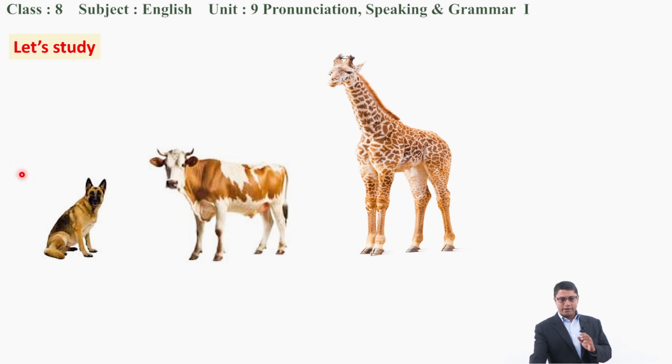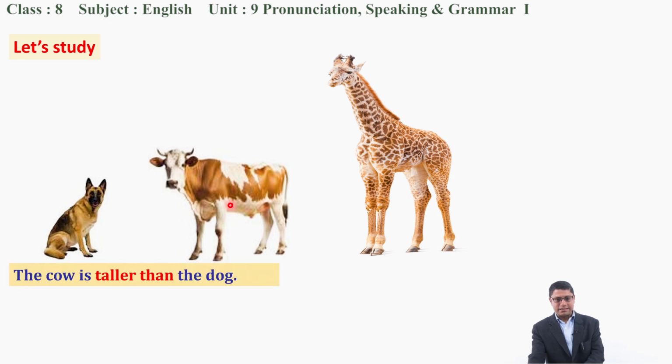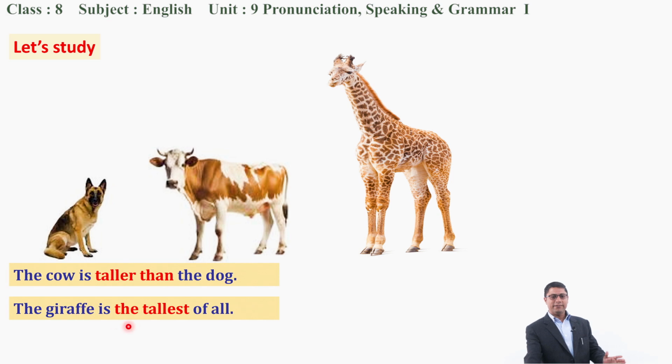That's why when we are comparing the dog and the cow, we can say the cow is taller than the dog. But if we look at all these three, then we have to say the giraffe is the tallest of all. Do you see the highlighted part here? See there, we have used comparative degree here, taller than. And look at this, we have used the superlative degree here, the tallest.